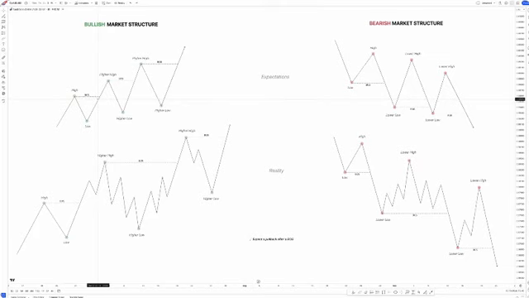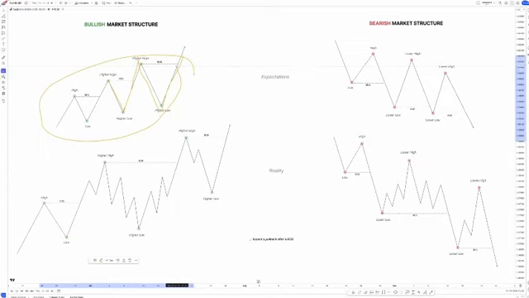So after price creates this break of structure, it forms this new higher high, and then that is when we can anticipate price to pull back. And when it pulls back, it's going to create a new swing low that is higher than the previous swing low. And then it goes up again, creating another break of structure, breaking past the last higher high, and creating another higher high and higher low. So this is basically how an uptrend is formed.